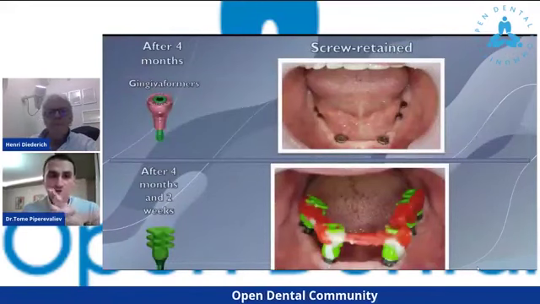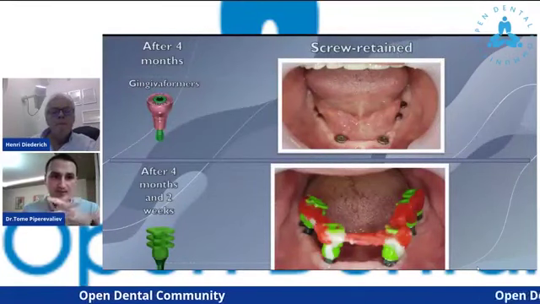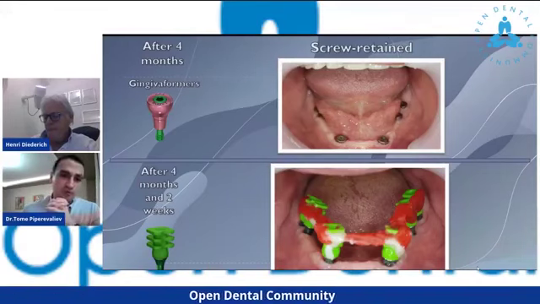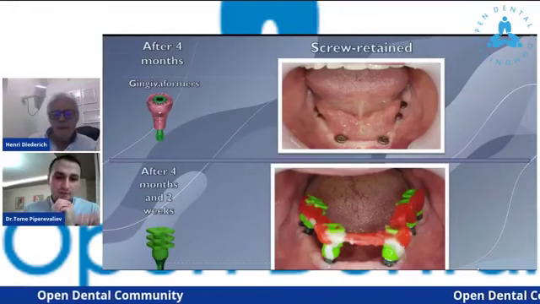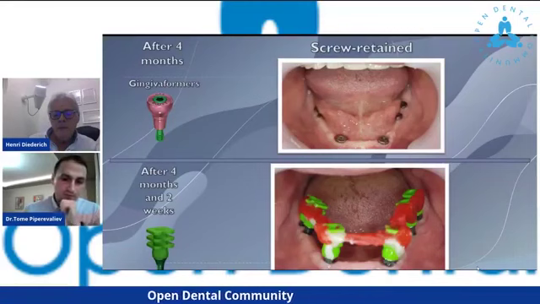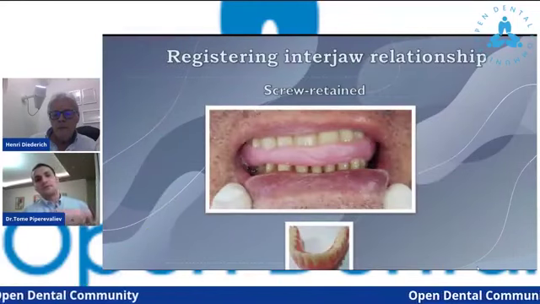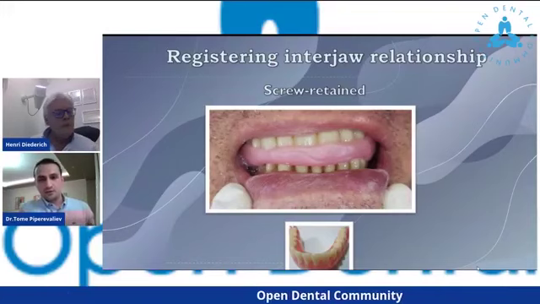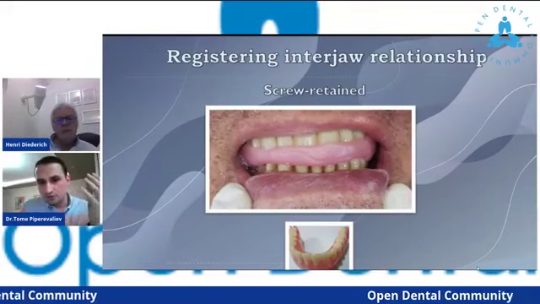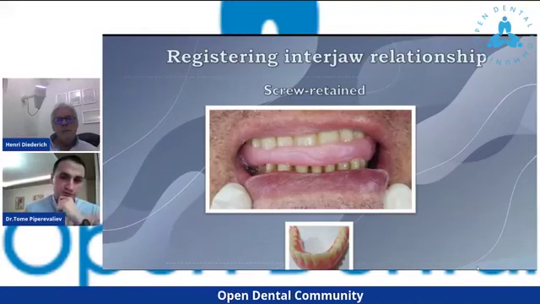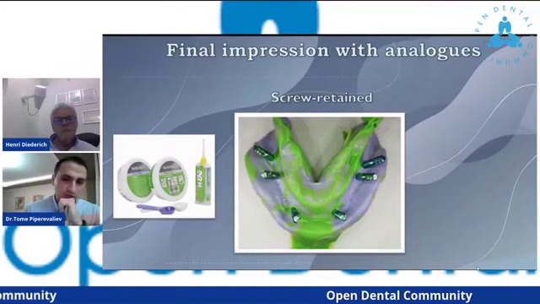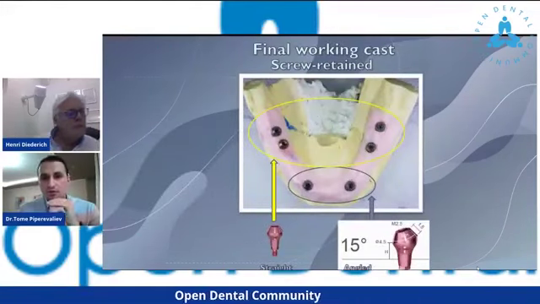After 4 months, we are beginning with the second stage by inserting the gingiva formers. And after 2 weeks, when the emergence profile is ready, we are taking the final impression in this situation with closed tray method. And in the same visit, we are registering the interjaw relationship. In this case, we used a patient's old complete denture. Here we can see the picture of final impression with the analogs and the final cast.